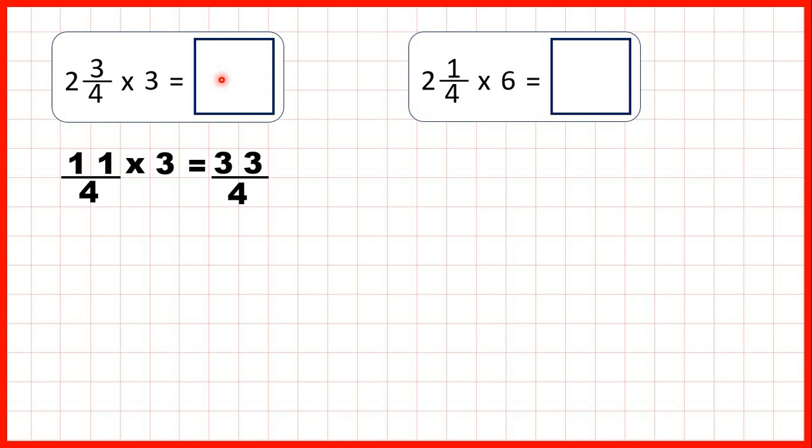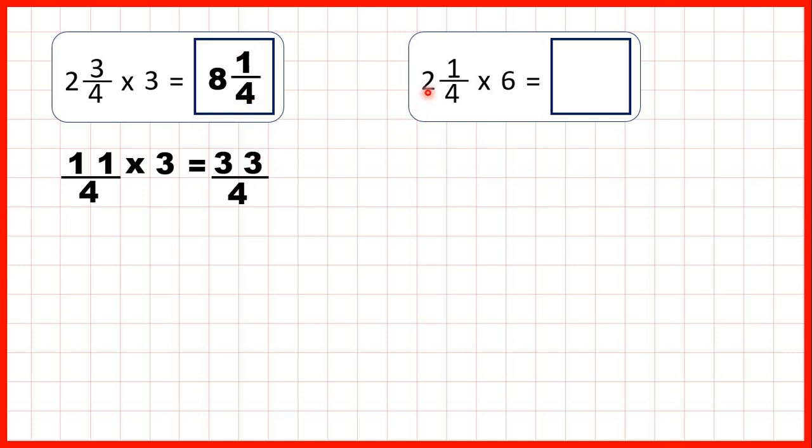But we can turn that back into a mixed number by dividing. 33 divided by 4 is 8 remainder 1, and the denominator stays the same. So our answer is 8 1/4, and we can check: 8 times 4 is 32, plus 1 is 33.